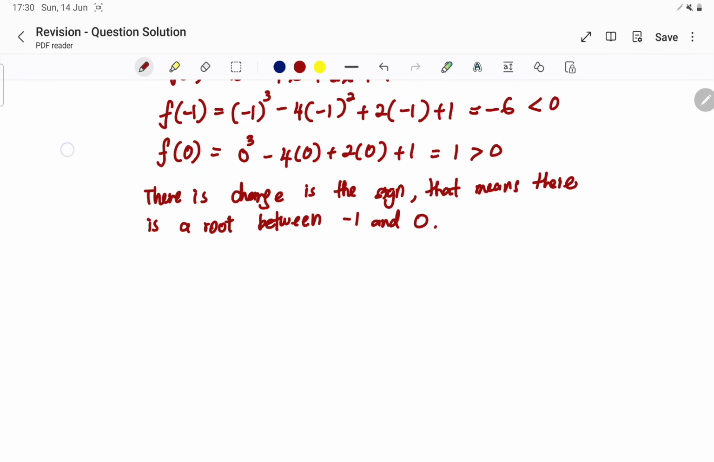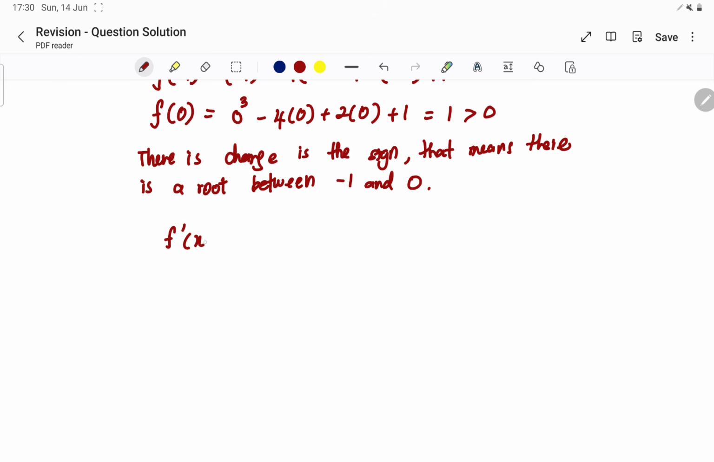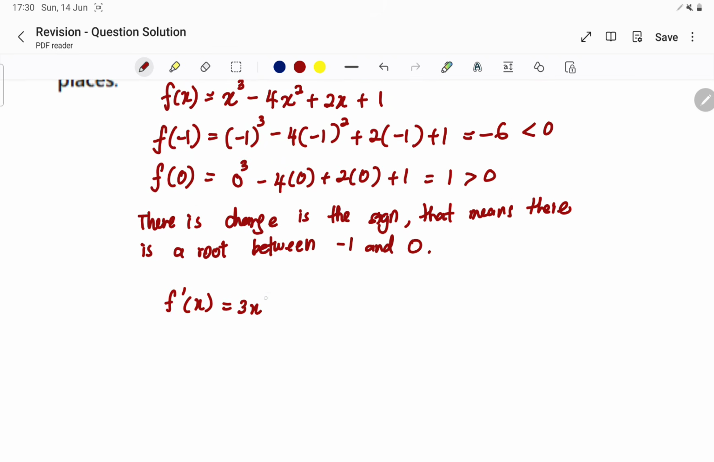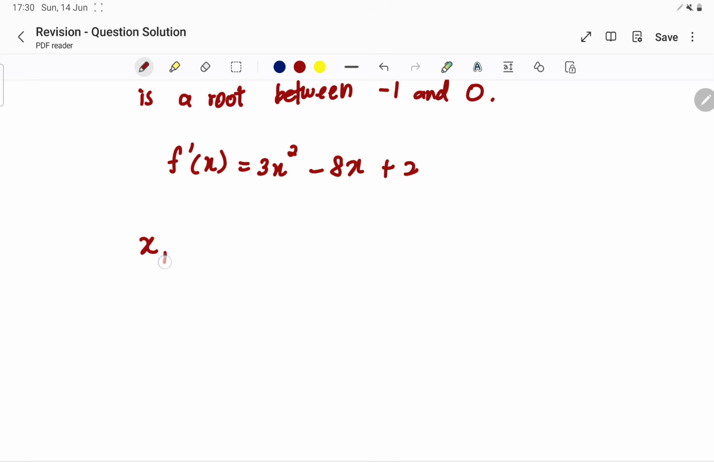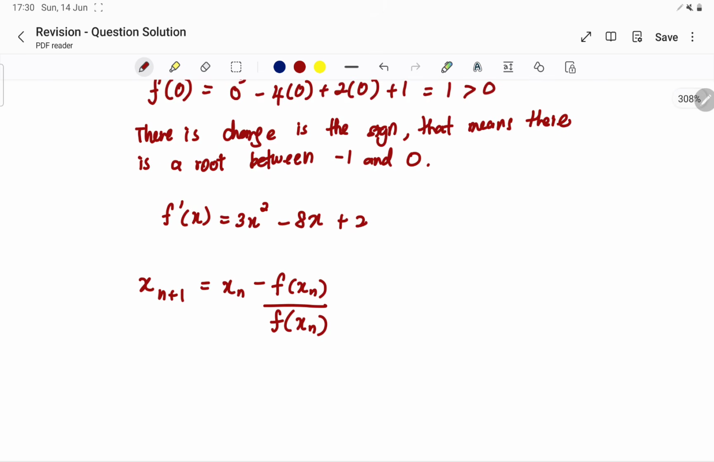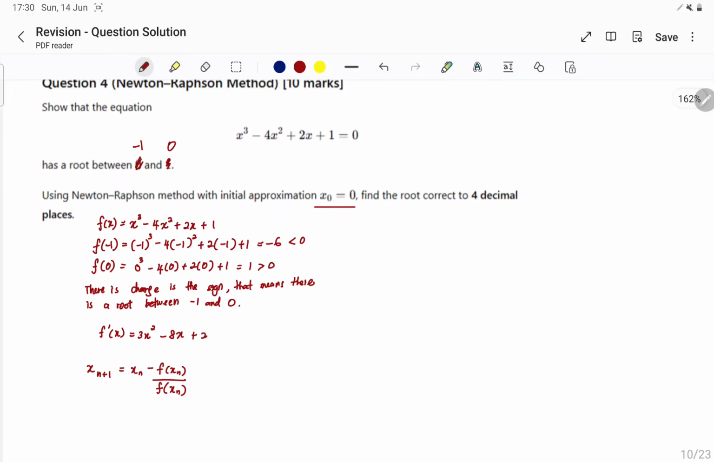From here, we have to differentiate f(x) because we will apply it into the Newton-Raphson method. So differentiating f(x), you're going to get f prime x equal to 3x squared minus 8x plus 2. Then we apply the Newton-Raphson method, which is x(n+1) equal to xn minus f(xn) divided by f prime of xn, where xn is the value of x that you get for each iteration. Now we'll go to the next page so that it's easier for you.